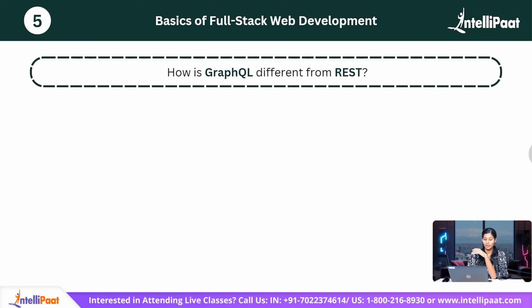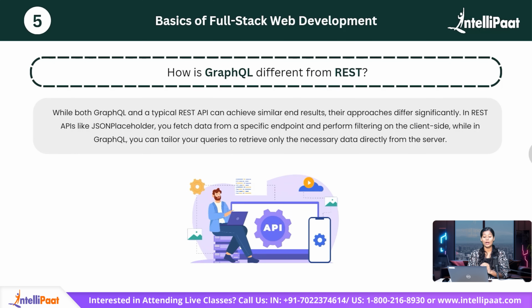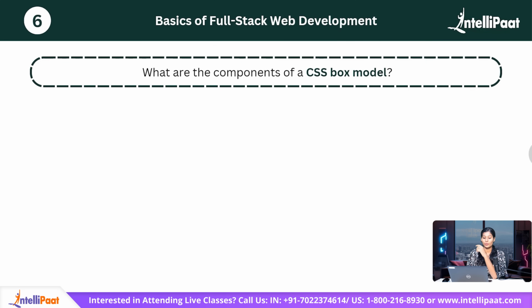So it is flexible. So in a nutshell, while both GraphQL and a typical REST API can achieve similar end results, their approaches differ significantly. In REST APIs like JSONPlaceholder, you fetch data from a specific endpoint and perform filtering on the client side, that is, after fetching the data, after it reaches my laptop. While in GraphQL, you can tailor your queries to retrieve only the necessary data from the server itself. Moving on to our next question.